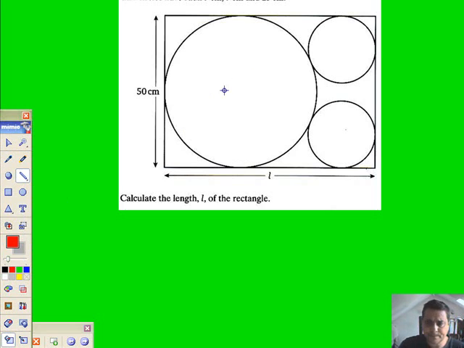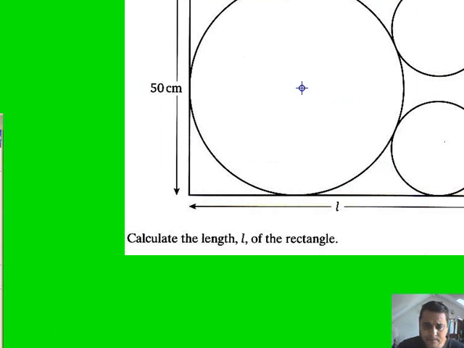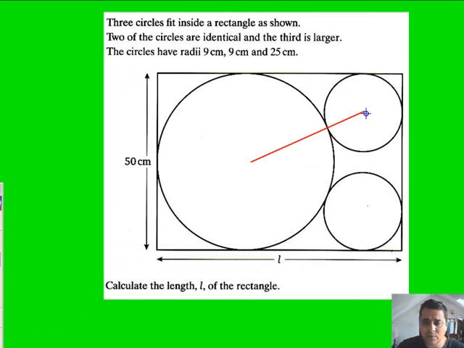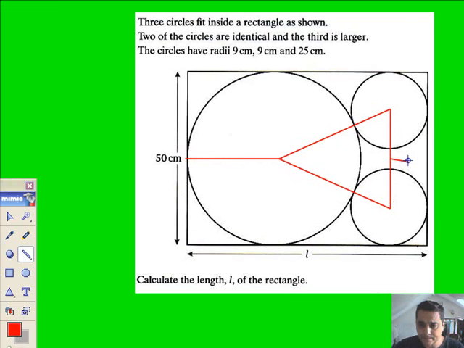Now look, I want the length L. Ultimately, you can't get this directly. I've joined centre of big circle to centre of little circle. I'm joining centre of little circle to centre of other little circle. I'm now joining centre of little circle to centre of big circle. I'm now going from centre of big circle to the left hand edge of the rectangle touching the circumference. I'm now going to go from the centre of this line here to the edge of the other side of the rectangle.